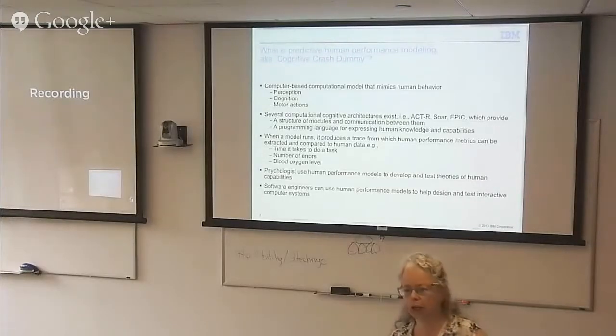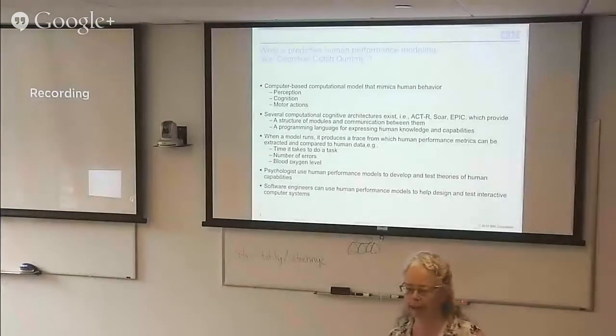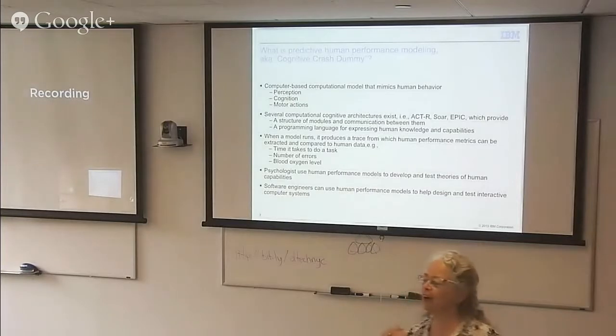But I have discovered over the years that if you call a class predictive human performance modeling for user interface design, you get 7 people signing up. If you call it cognitive crash dummies, you get 40 people signing up. Same course description. So marketing matters, all right? So I now call these things cognitive crash dummies.